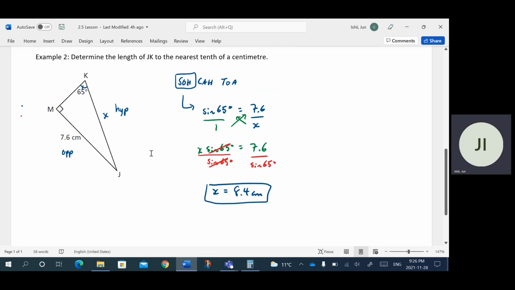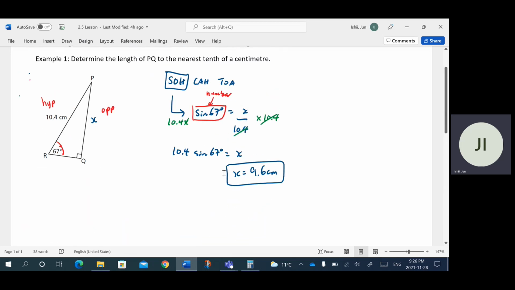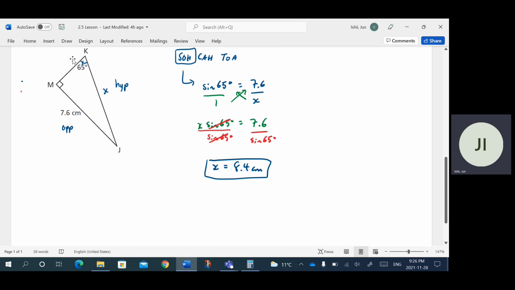Cool. All right, guys, so that is finding lengths of sides using sine and cosine. I know both of these examples use sine, but there will be cases where perhaps you're being asked to find the adjacent side, so then you use cosine, or perhaps you're working with an adjacent side and you use cosine. Cool. That's it.